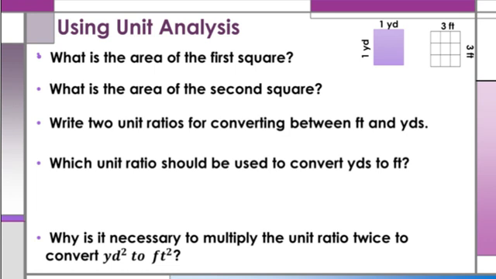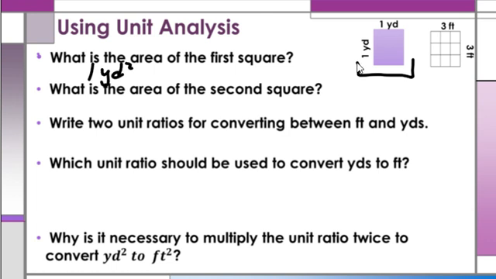Next type of problem, using unit analysis. Before we were just using 1 foot or 1 mile. Here we are using area, which uses square units. So we're going to do everything the same way. The only difference is we have to use the unit ratio twice because we have square units. So what is the area of the first square? The first square is right here. 1 yard times 1 yard is 1 square yard.